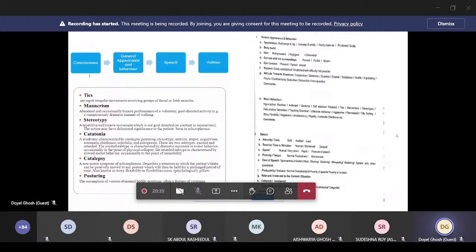And what happens in tangentiality? The person's answer will be tangent. It will not be goal directed. He will just be beating around the bush, but not coming to the point. He will never come to the goal that my office is in Dharamtala. He will say every other thing possible.